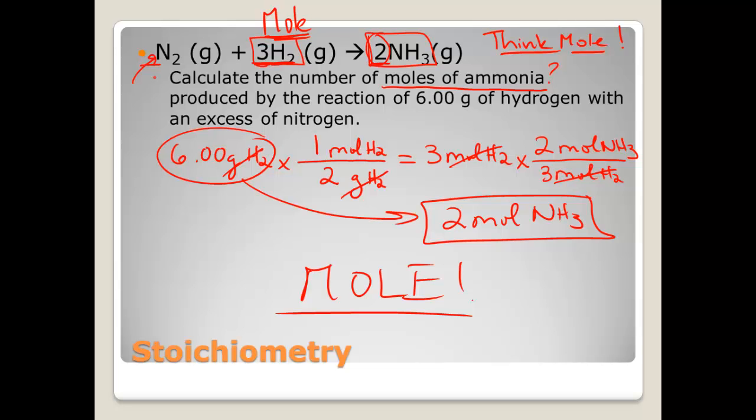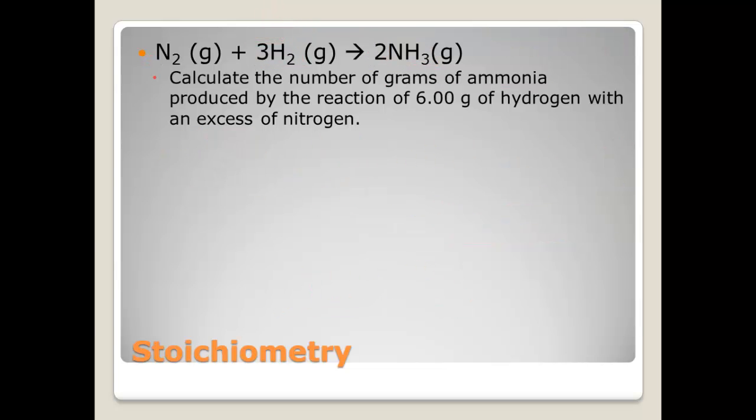Okay, here we go. Here's the last one. Look, our equation is exactly the same here. Same equation. Here it says calculate the number of, oh no, grams of ammonia produced by the reaction of 6 grams of hydrogen with, again, excess of nitrogen, meaning we have way more nitrogen than what we need. So we start with what is given. What is given here? We start with our 6 grams of hydrogen.